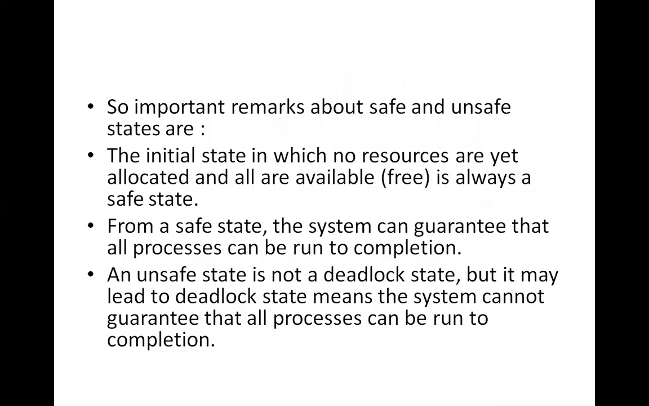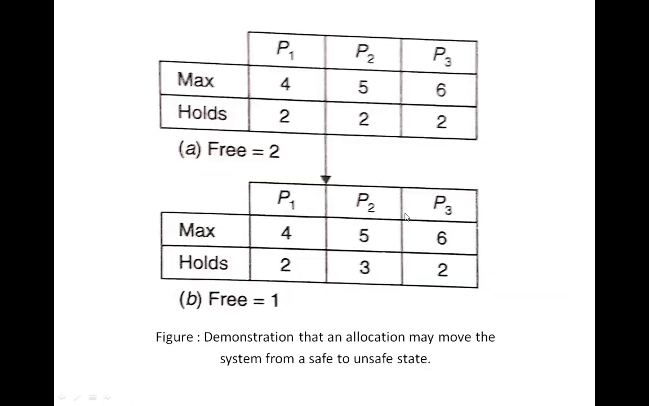The important point about safe and unsafe states is very simple: the initial state, in which no resources are yet allocated and all the resources are free, is always a safe state. From a safe state, the system can guarantee that all processes can be run to complete their jobs. An unsafe state is not a deadlock state, but it may lead to a deadlock state. It just means that the system cannot guarantee that all processes can be run to completion, as in this particular example.